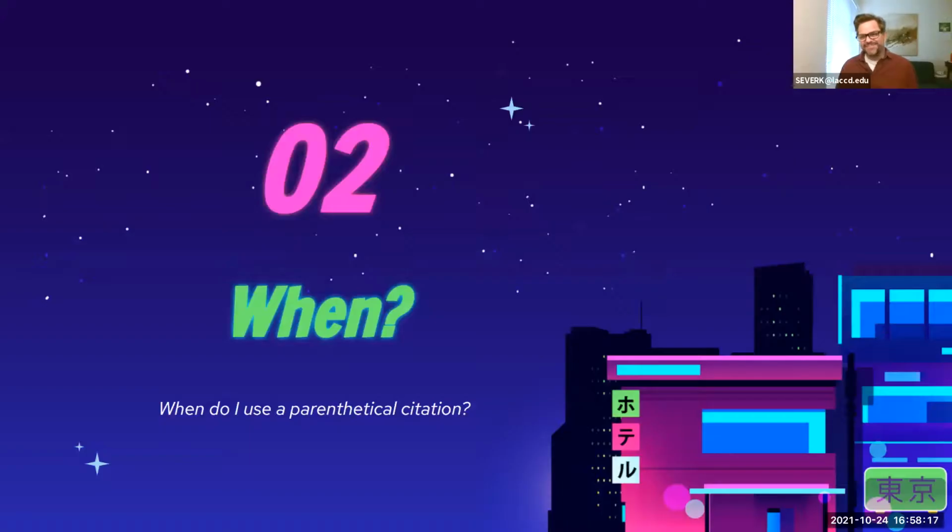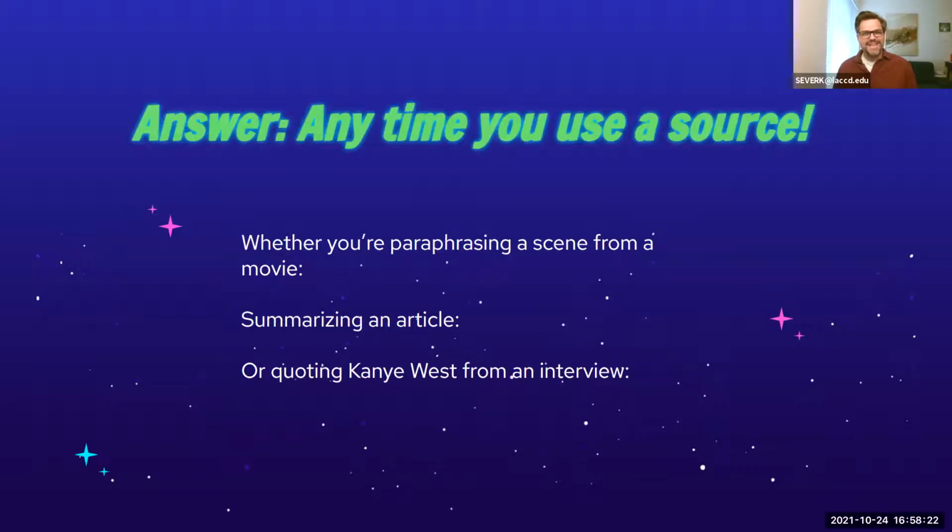When should I use it? The answer is anytime you use a source. That's the answer. Now, if you use a source a few times in one paragraph, you only need to cite that source once because your reader's going to get it. So some common sense can take place here. That's the general rule with parenthetical citations, and you'll see also with the works cited page. It's a common sense approach.